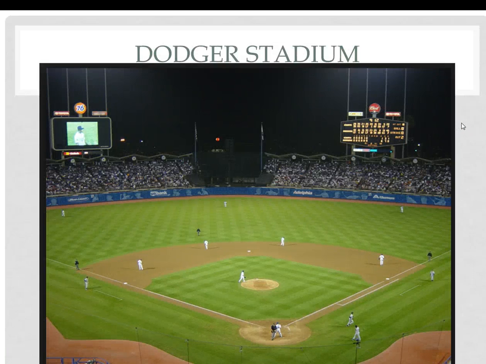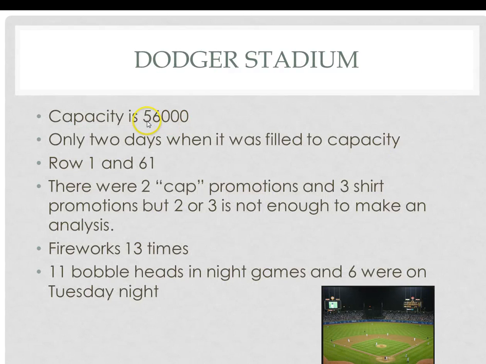So this is Dodger Stadium in Los Angeles. It looks like a nice stadium, I guess. And the capacity for Dodger Stadium is 56,000 people. That's the maximum number. If we go back and check your data set, take a look at when it was filled to capacity. When was there 56,000 attendees?